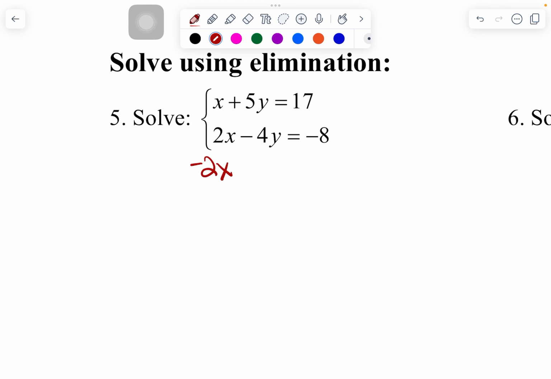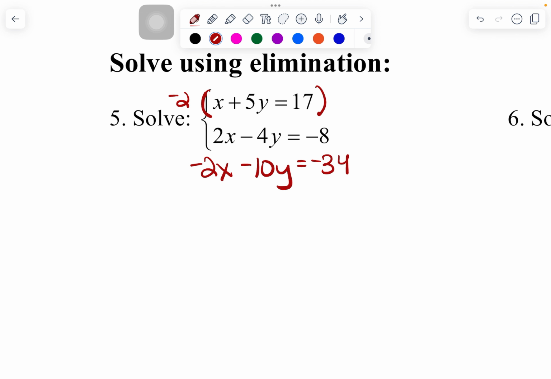I can do that if I look to see, okay, to get from x to negative 2x, I had to take x times negative 2. Well, if I do that to the entire equation, I'm good. I can do that. All right. It's the same way when we divide both sides of an equation by something, or we add something to both sides. We can multiply as well. So I'm going to multiply that top equation through by negative 2. So negative 2 times x, negative 2x, negative 10y, and negative 2 times negative 17 is negative 34.